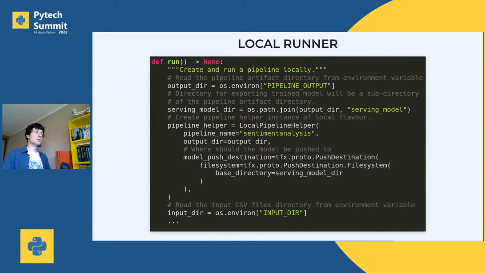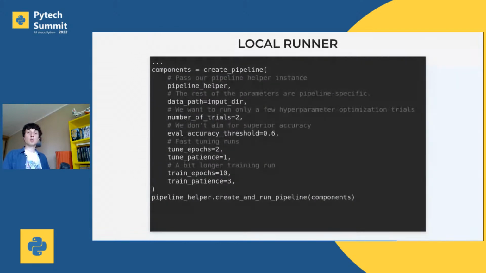So how to create a script to run our pipeline locally? Well, it's not that hard. We basically need to configure where the inputs and outputs are supposed to be. We create an instance of a pipeline helper using the local pipeline helper class. There we plug in the name of the pipeline and the directories we want it to operate on. Then we call our pipeline, giving it all the parameters that we deem are needed. And we use the pipeline helper to create and run the pipeline. Pretty simple.